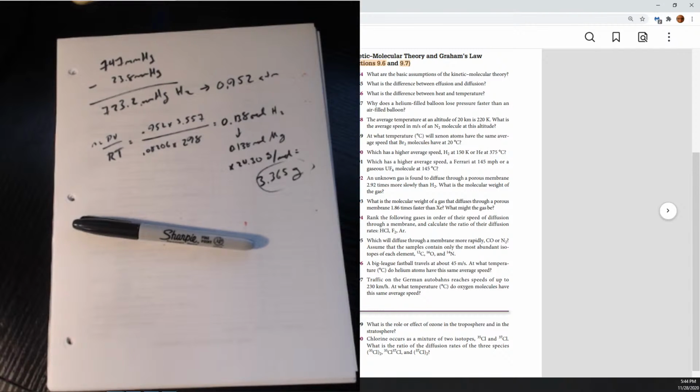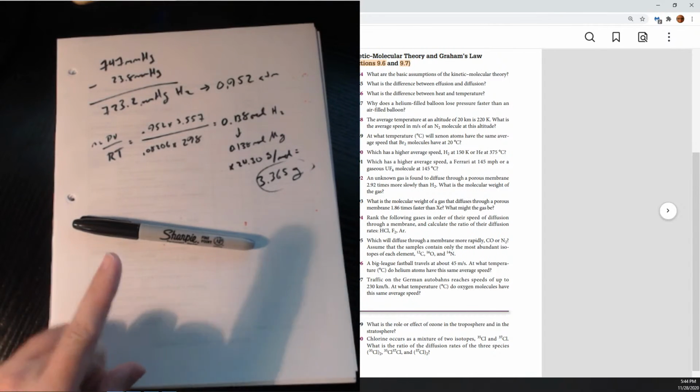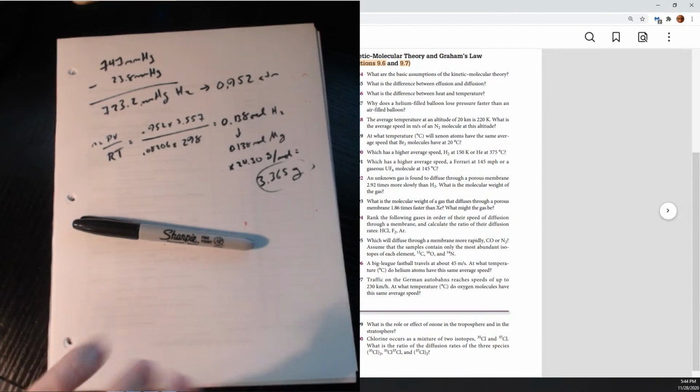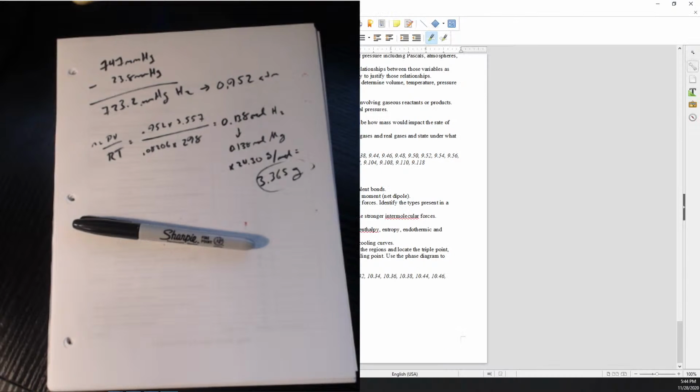What is the difference between heat and temperature? Heat is the transfer of thermal energy from one location to another. Temperature is a measure of the average random kinetic energy of the particles of a substance. I'm on top of my game because I've been doing this for quite a long time. Okay. 90.